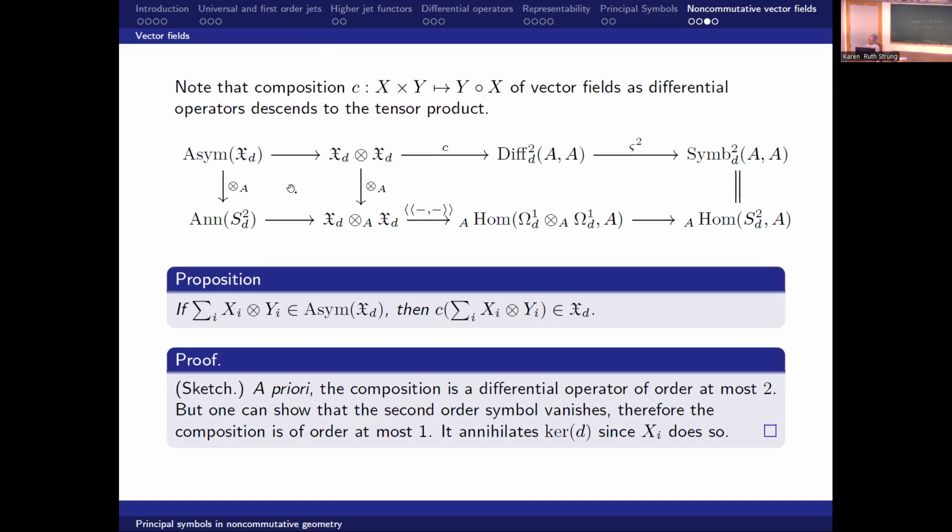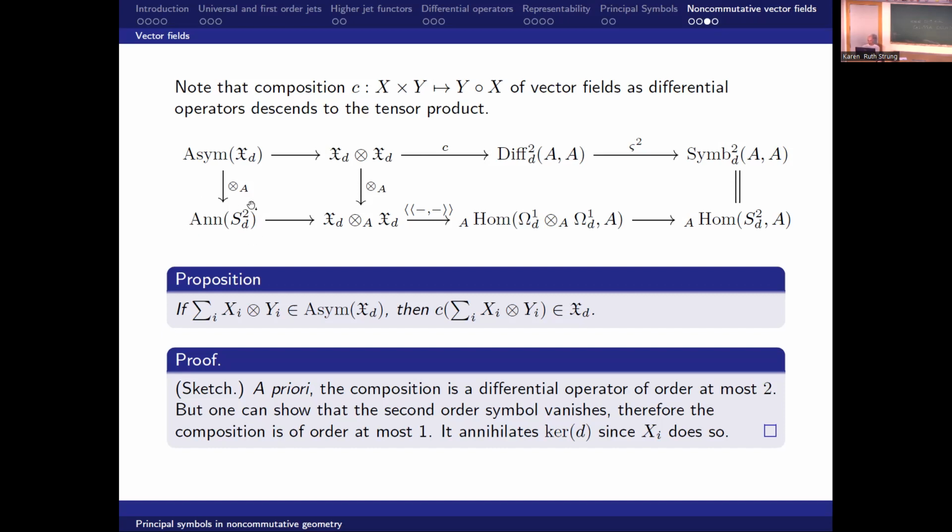Now, if we want to get some sort of bracket, we consider this diagram here. Here I have vector fields tensor vector fields. This is just the tensor over K. Now I can pass to the tensor over A if I want. I can also consider the composition map. This should be a tensor right here, not just a times. The pairing that we just discussed gives us a map here. This is just the restriction, since S^2 sits inside Omega^1 tensor Omega^1. This is the symbol map we considered before.